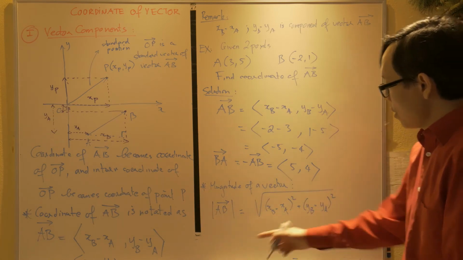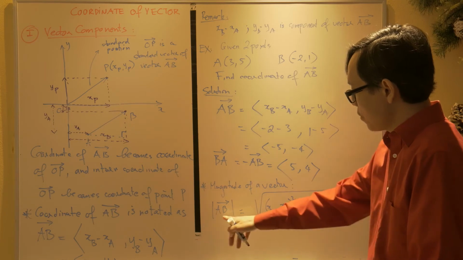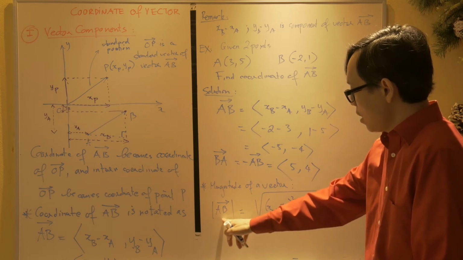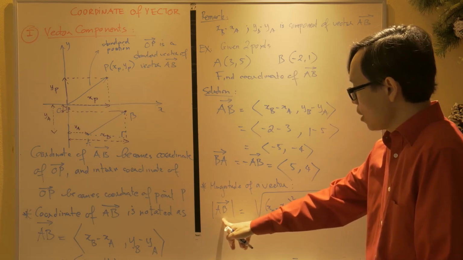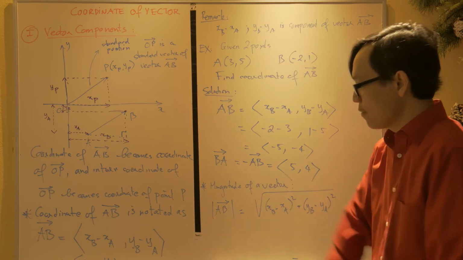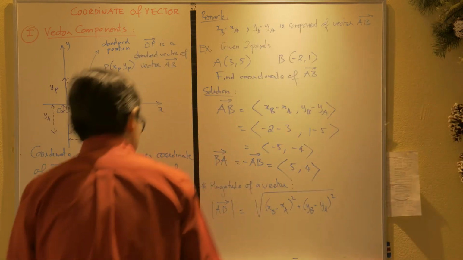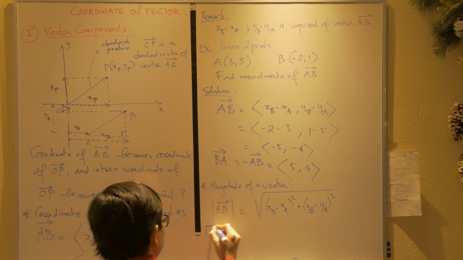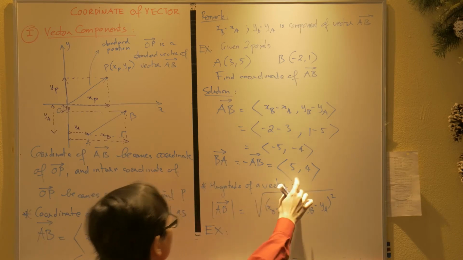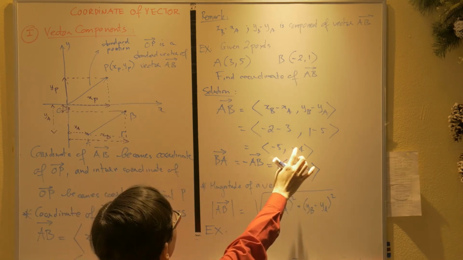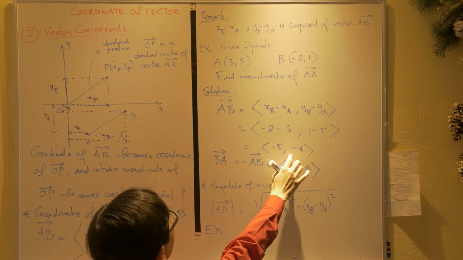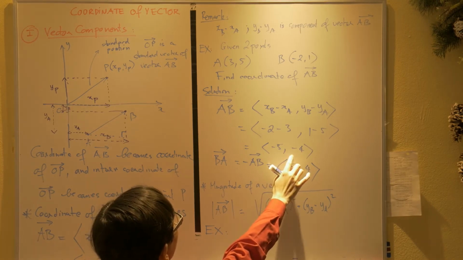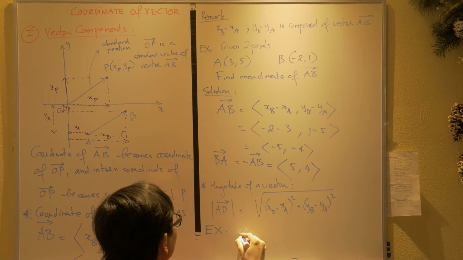So if they give you the coordinates of 2 points, you find the coordinate of the vector, then you can find the magnitude easily, right? So I can give you an example using this formula right here. I'm going to go ahead and find the magnitude of this vector AB here.